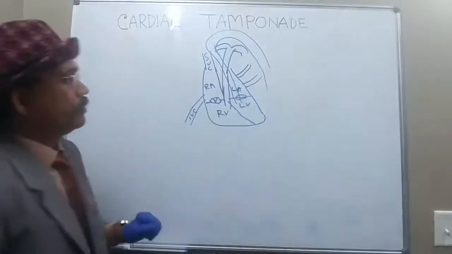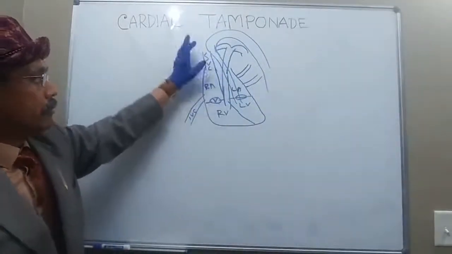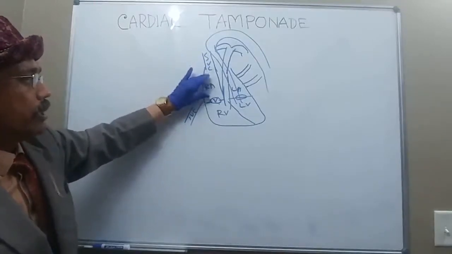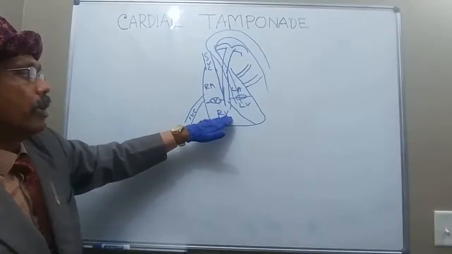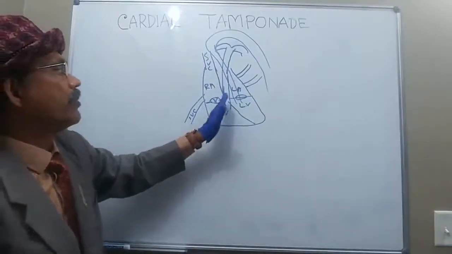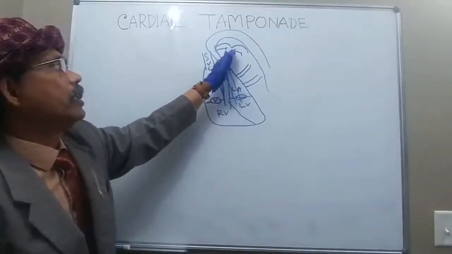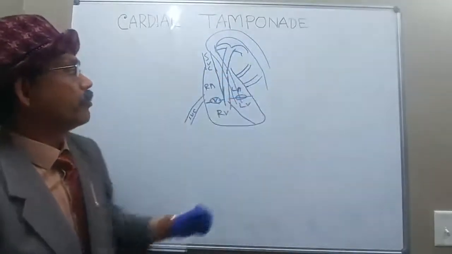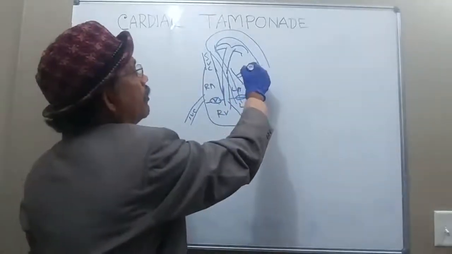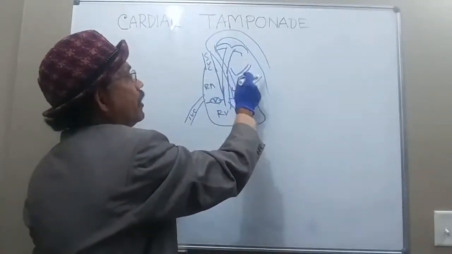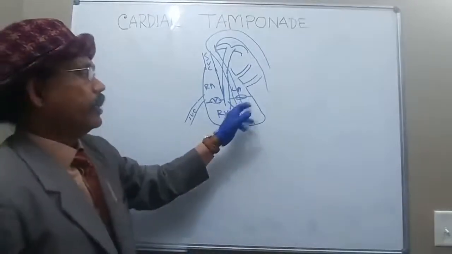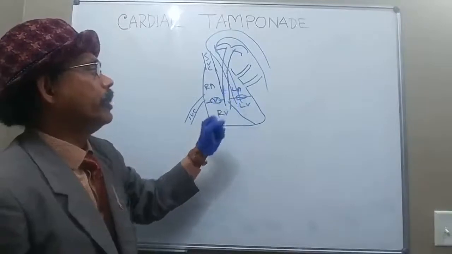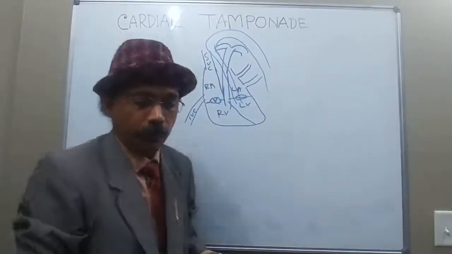If there is less collection of blood by the superior vena cava to the right atrium, less blood will go to the right ventricle. From the right ventricle, less blood will go to the pulmonary trunk, pulmonary artery, to the lungs, and then a small amount of blood will return to the left atrium through the pulmonary veins. So the left ventricle will get a minimum amount of blood, and the stroke volume will be decreased.